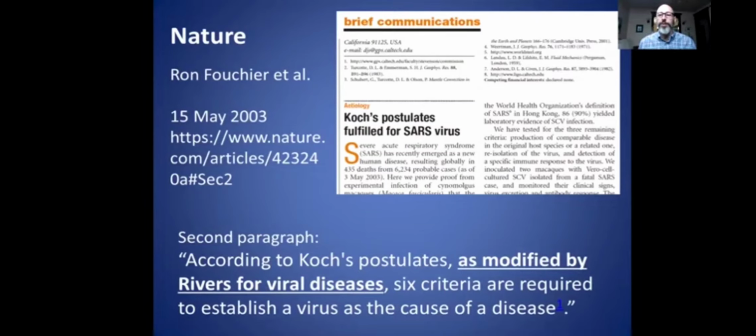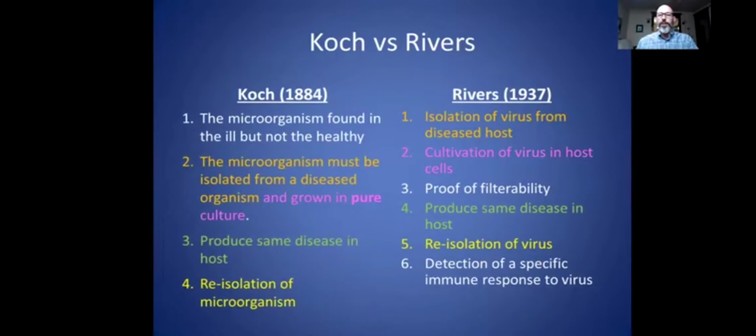to establish a virus as a cause of disease. And I'm gonna tell you what those six criteria are. And I'm going to compare and contrast that to Koch's postulates. So you'll see that the color coding tells you which matches up with which. So you can see that there is quite a bit of overlap.